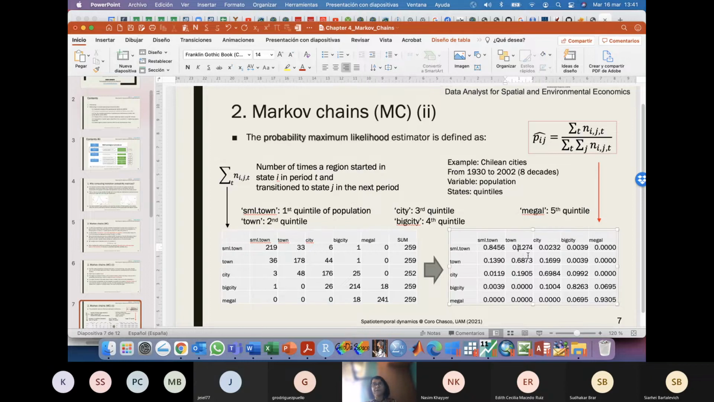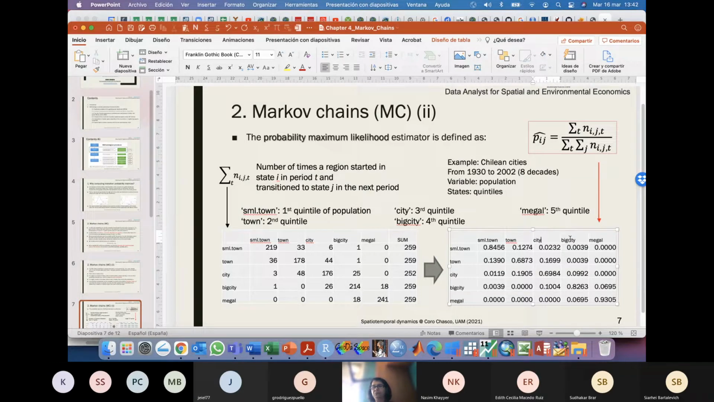So it's 12%, almost 13%. Starting as a city and jumping down to a small town only happens in 2%, and it's almost zero, and totally zero, the probability that a big city or megalopolis, of course, in one decade jumps down to being a small town in the next decade, as is usual, because 10 years cannot be enough. Perhaps in a war or something like that, where many people migrate or even die or whatever.